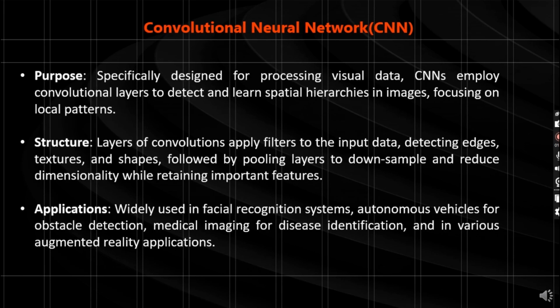Convolutional neural networks are designed specifically for image data, as they can detect spatial patterns through layers of convolutional operations. Convolutional layers apply filters to detect features like edges, textures, and shapes, while pooling layers downsample the data to reduce dimensionality. This structure allows CNNs to focus on local patterns, making them highly effective in image-related applications. CNNs are widely used in facial recognition, autonomous driving for object detection, medical imaging for disease identification, and augmented reality. Their architecture enables them to process large volumes of data, efficiently identifying patterns that are crucial for decision making in fields requiring high accuracy.